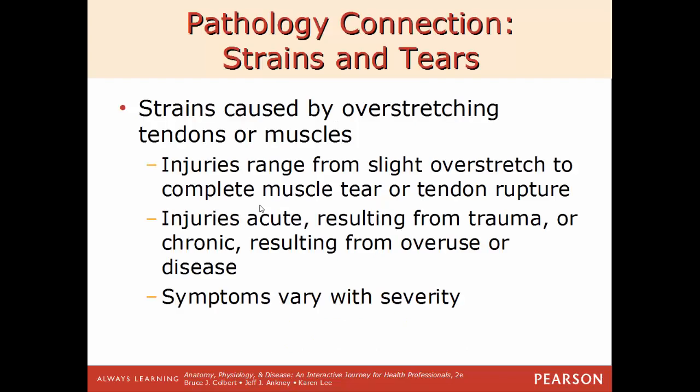All right, now we'll move on to another pathology connection. We'll talk about strains and tears. Now, a strain is caused by overstretching of a muscle or of a tendon. Injuries could range from a slight overstretch to a complete muscle tear or a complete rupture of a tendon. Injuries that are acute result from trauma, or injuries that are chronic result from overuse and disease. So a sudden injury, such as a sports injury, or a prolonged, long-term effect of a repetitive motion can also cause strains and tears. And the symptoms will vary greatly on severity.